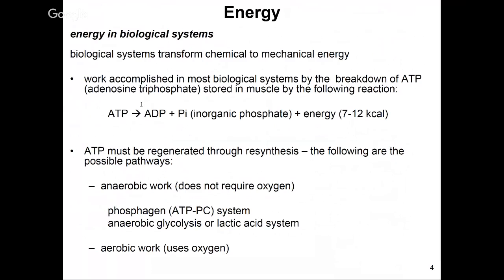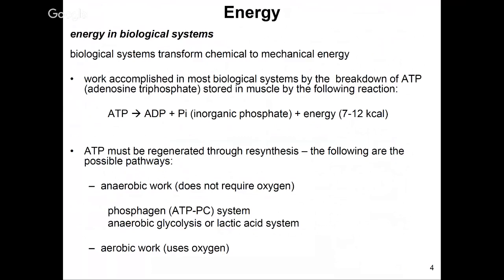There's chemical energy stored in the bonds between those pieces, and when you remove one, then you release energy. So you can see here you go from ATP, that's the triphosphate, to diphosphate. So there are just two left, and one has been released, and the breaking of that chemical bond gives you energy, and actually it gives you 7 to 12 kilocalories.